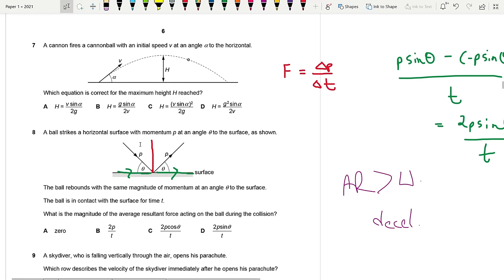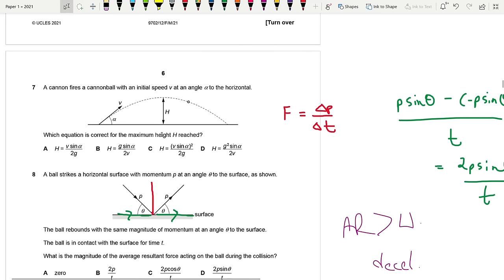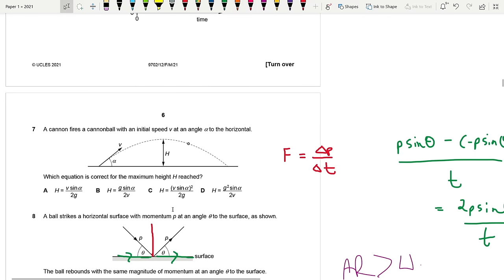Moving on to 7. A cannon fires a cannonball with an initial speed V at an angle alpha to the horizontal. Which equation is correct for the maximum height H reached? Okay, so you need to understand that h is a vertical distance, so we need to use the vertical component of velocity. Okay, so let's begin. The vertical component of velocity, v_v, is actually v sine alpha, right? So what equation should we use to find out h? We know that s is equal to ut plus half at square, right?